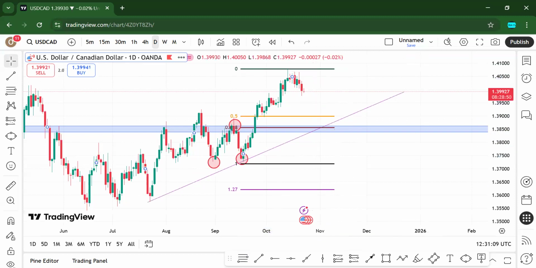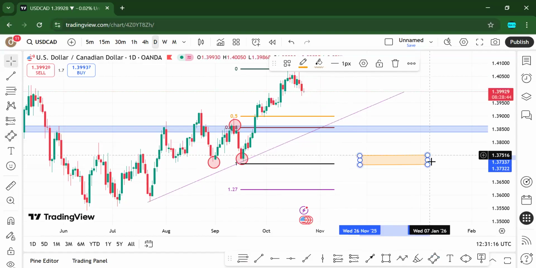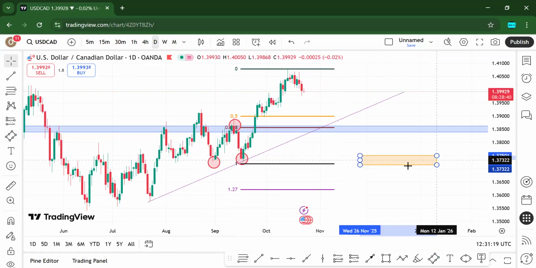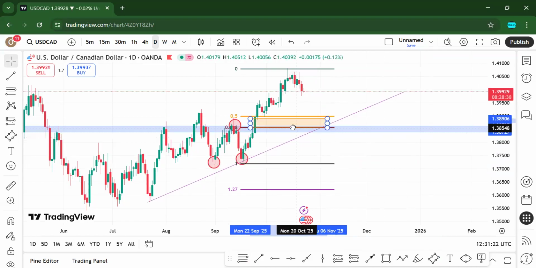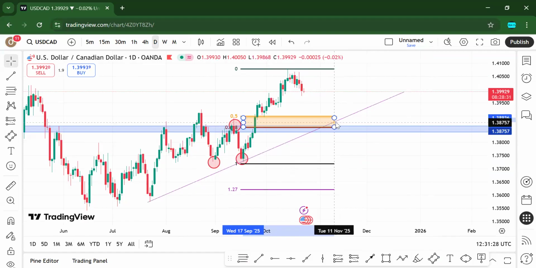So now I have what I call the Fibonacci retracement golden zone, which is the zone between the 0.5 mark and the 0.618 mark. Now I call it the golden zone, like I had stated in maybe my previous videos, because it holds a strong probability of rejecting price.